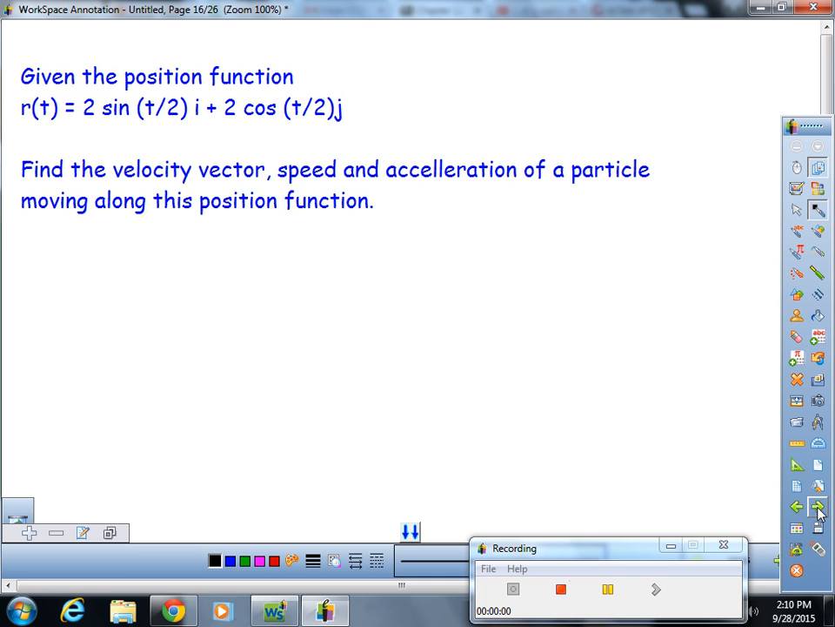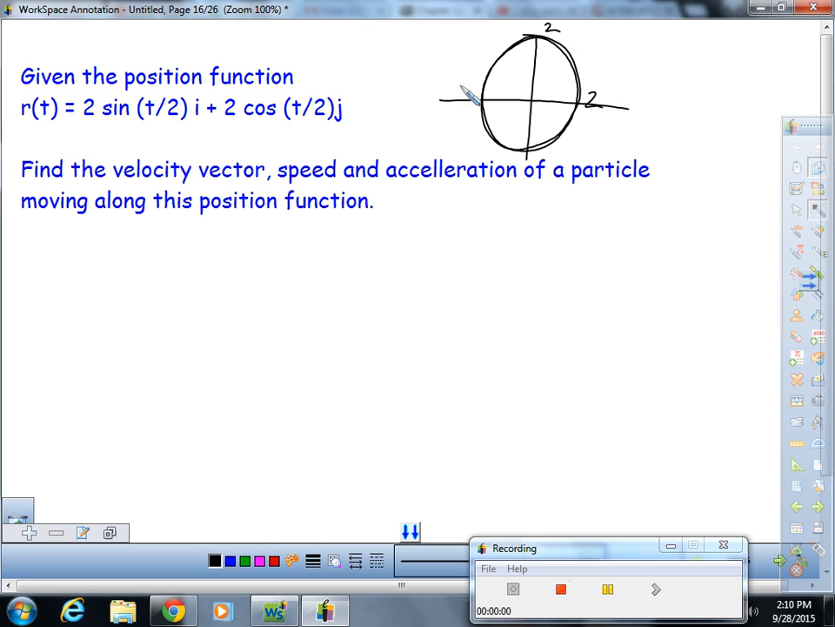Given the position function r of t equals 2 times the sine of t over 2 i plus 2 times the cosine of t over 2 j, find the velocity vector, the speed, and the acceleration vector of a particle moving along this position function. So, one thing I want you to understand is that this is a circle centered at the origin, with a radius of 2. Hopefully you understand that. Even though t over 2 is our variable, that doesn't change the shape of our graph. It only changes when or where positions fall on that curve under various times. And I've placed the orientation on there.